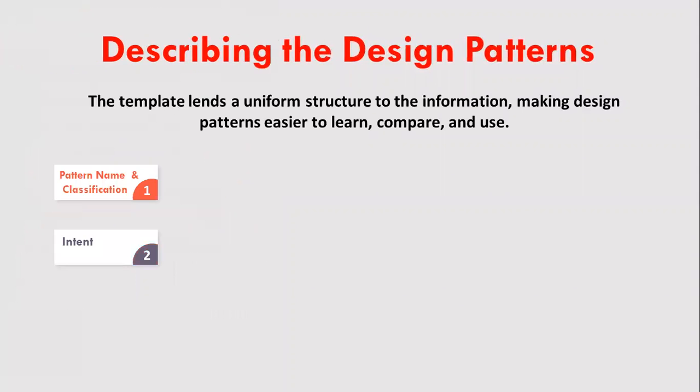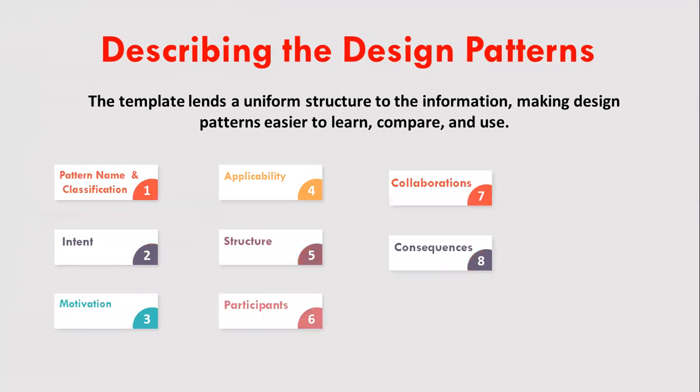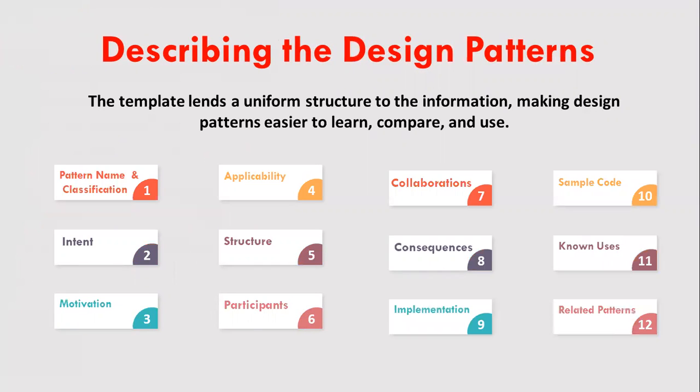Now, coming to describing design patterns, how do we describe a design pattern? Of course, graphical notations, which are important and useful, are not sufficient. They simply capture the end product of the design process as a relationship between classes and objects. So, to reuse the design, we must also record the decisions, alternatives, and trade-offs that lead to it. Here the template lends a uniform structure to the information, making design patterns easier to learn, compare, and use.